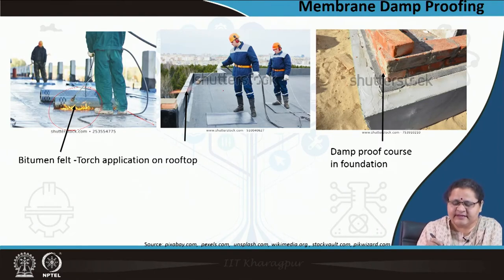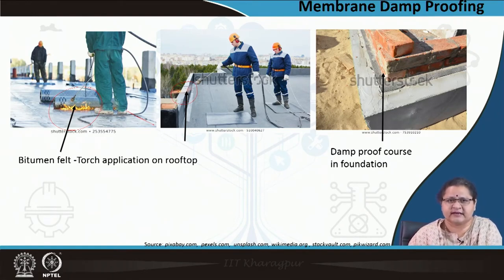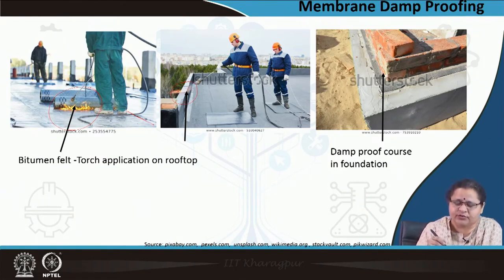Now here in the other picture, you see the person is actually fixing the bitumen sheet with torch application after a 90 degree turn, and it is being put on the other side. This is also at the roof, and it is also torch applied, and no water should enter. You can see here the sharp lines where it is ending. So one has to be very careful while application.